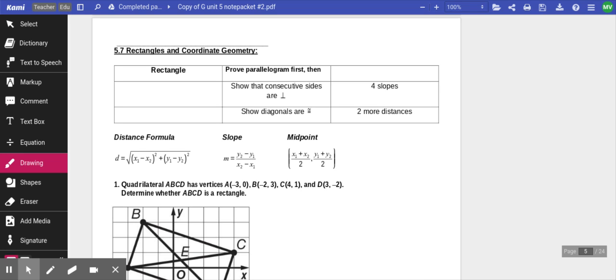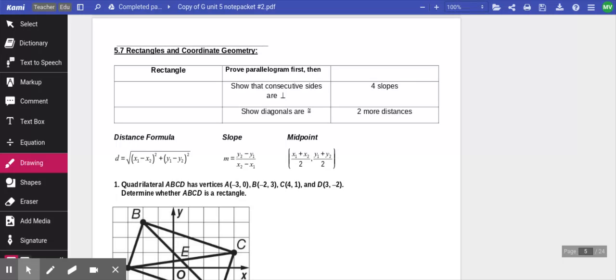Hello, everyone. Today we're going to continue talking about rectangles, but today we're going to talk about how to show that they're a rectangle using coordinate geometry. To show it's a rectangle, I need to first show it's a parallelogram. Then I can show that the consecutive sides are perpendicular. So that would mean I do four slopes.